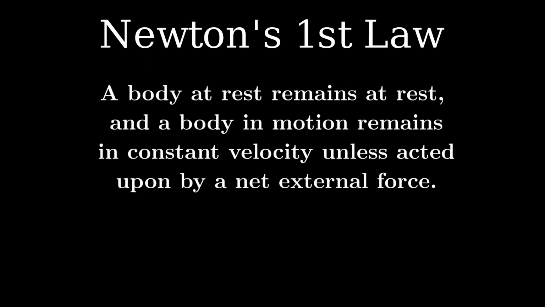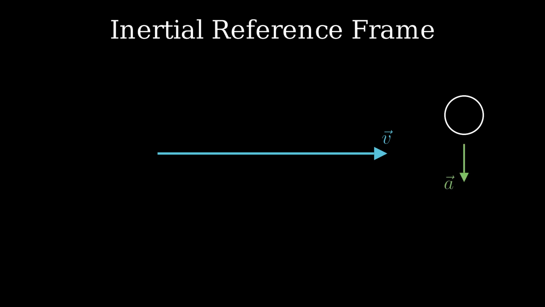A body at rest remains at rest, and a body in motion remains at constant velocity unless acted upon by a net external force. Now there's one more caveat to this, and it's that the velocity has to be measured from an inertial frame of reference. Basically, the reference frame we're measuring from has to be moving at a constant velocity. It can't be accelerating. Well, how can we know if that's true? One way is to look at the acceleration of other objects. If we ever see an object accelerating without an apparent force creating that acceleration, it's called a fictitious force, and it means that our reference frame is accelerating.